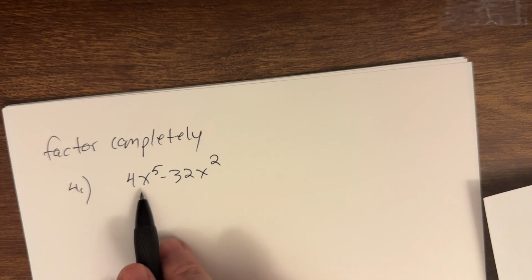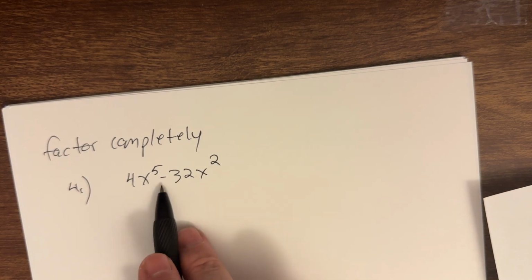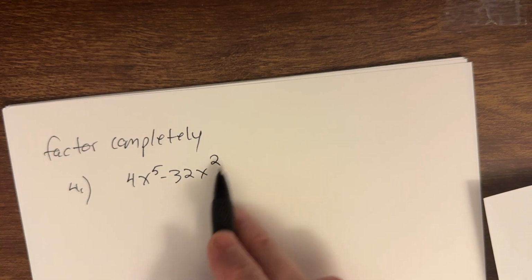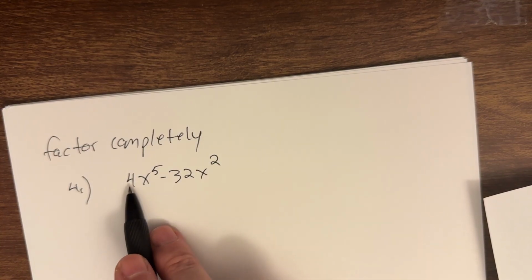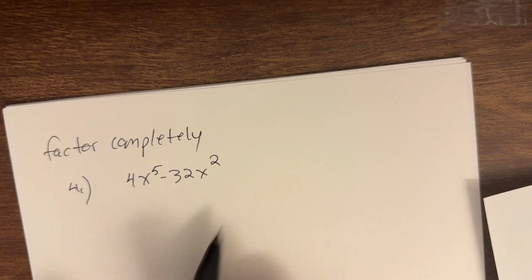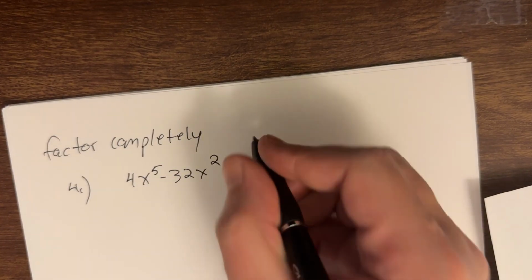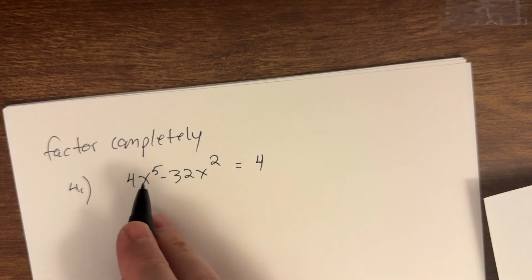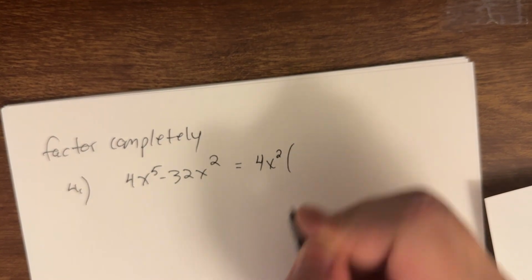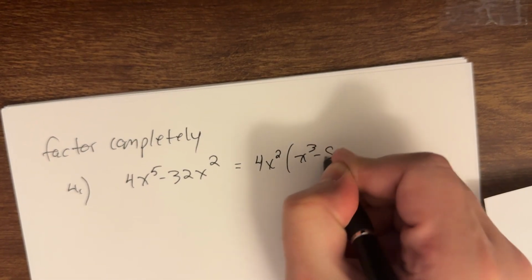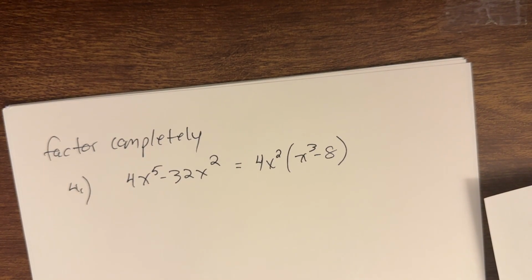I don't see, I mean, this is a binomial. I see a subtraction sign. I guess maybe I see a square here to think about squares. And the 4, I suppose, might do that as well. But that's not a perfect square. That's not a perfect square. But I do have stuff in common. 4 and 32 share a common 4. X to the 5th, x squared have a common x squared. 4x squared comes out. X cubed minus 8 is left behind.